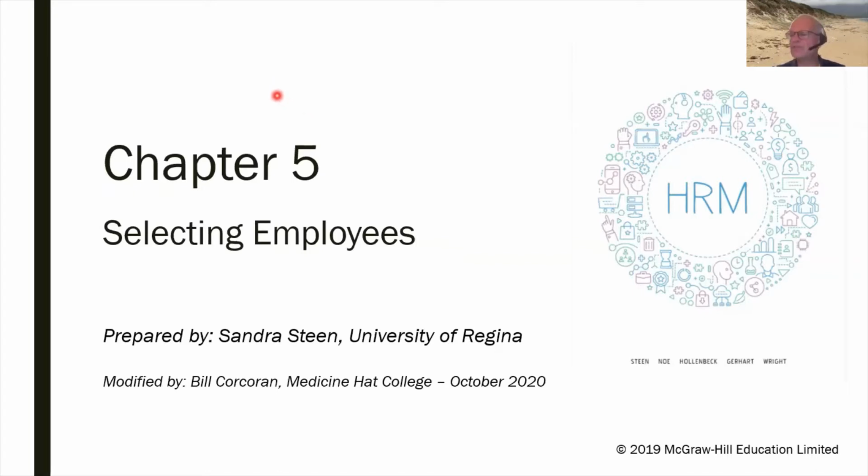Okay, so like I said, Chapter 5 deals with selection of employees, and selection of employees is probably the most visible part of human resource management. Oftentimes when we think of human resource management, we think of the job interview, and certainly the job interview is part of the selection process, but only a small part. So let's get to it.